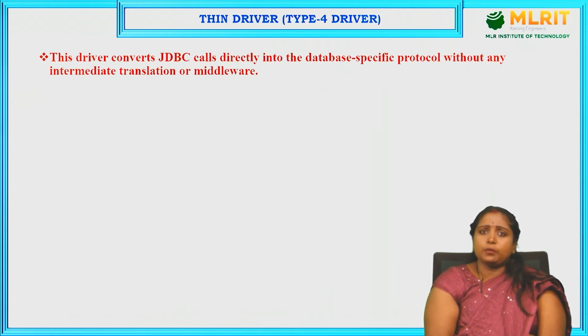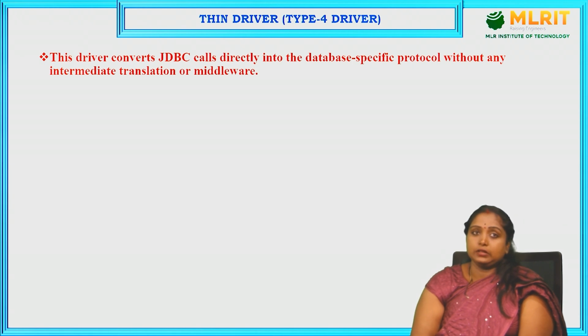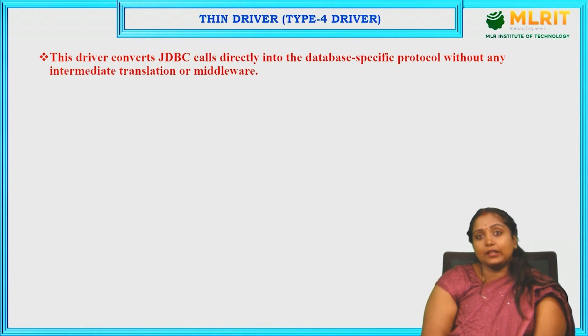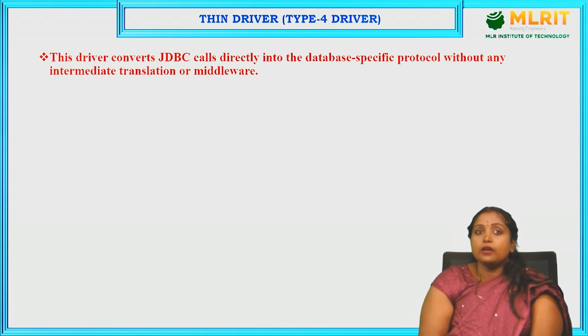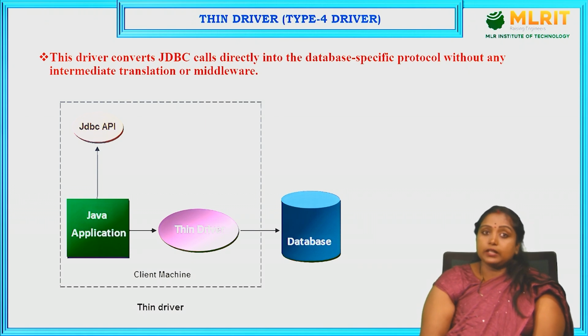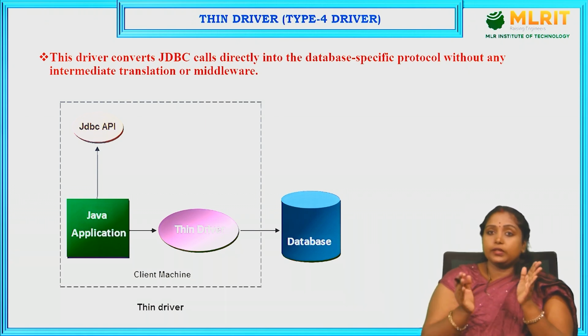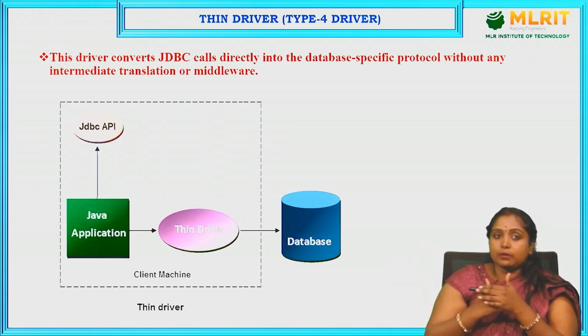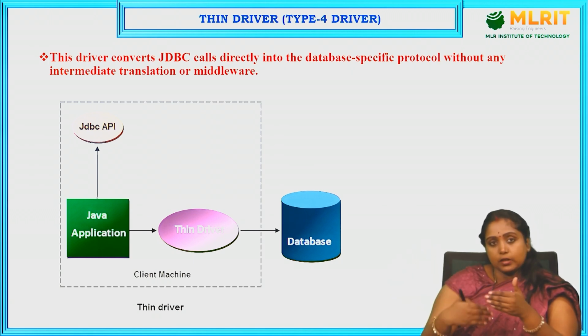Coming to the fourth type of driver, which is the thin driver. This driver converts JDBC calls directly to the database specific protocol without any intermediate translation or middleware. So without any middleware or intermediate translation, we connect to the database. Previously, in the JDBC ODBC driver, you had JDBC, ODBC and the vendor library, and that might be more complex when compared to type 2.